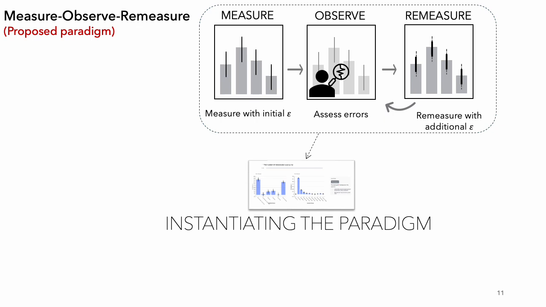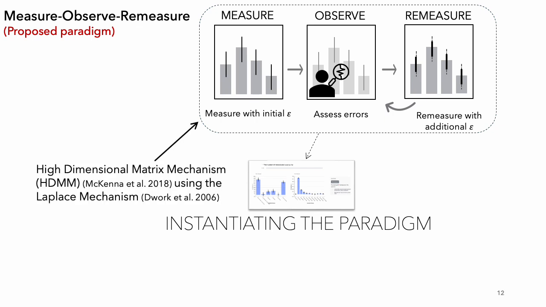To make the paradigm usable by analysts without differential privacy expertise, we instantiated it in an interactive visualization interface. On the back end, we use the high-dimensional matrix mechanism, HDMM, and the Laplace mechanism for answering queries in the measure step. In the remeasure step, we get a fresh set of estimates using HDMM and weight previous measurements by the inverse of their variance. For this talk, we'll skip these details, but more information is in our paper. I'll now walk through the interface.